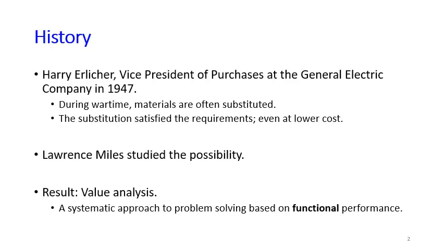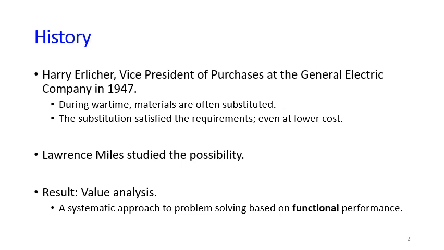It started in 1947 when the vice president of purchases at the General Electric Company, or GE, realized that during wartime, most probably World War II, materials are often substituted because a material is rare, so people need to find something else that can be used for the same function. And then he noticed that those kinds of substitutions not only satisfied the requirements, but sometimes even satisfied them at a lower cost than the original material that was planned for making the product.